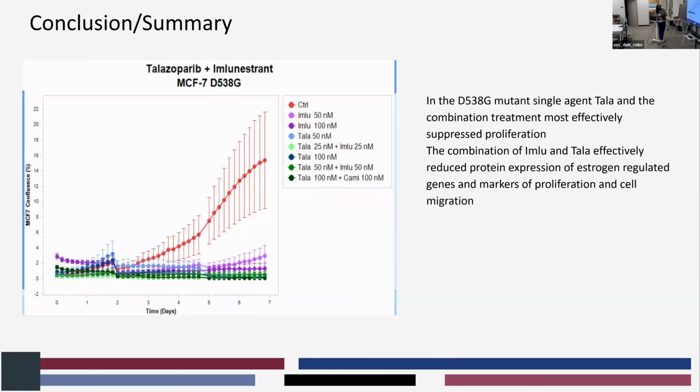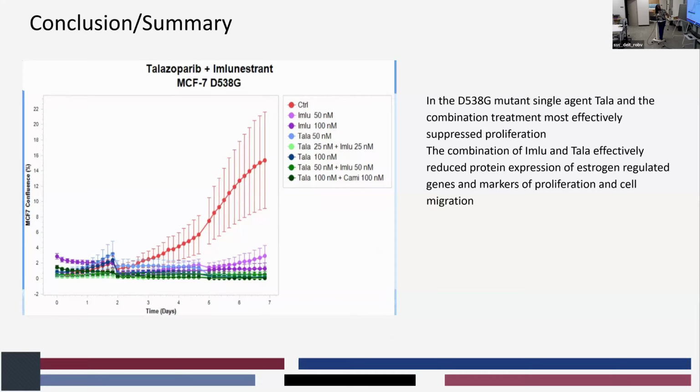So here's our results from our proliferation assay. You can see the red line is our control or untreated. And you see at the bottom, we have our different combos and singles of imlunestrant and talazoparib. We treated both on day 2 and day 5 of our cells. We retreated with the same concentration of our drug.